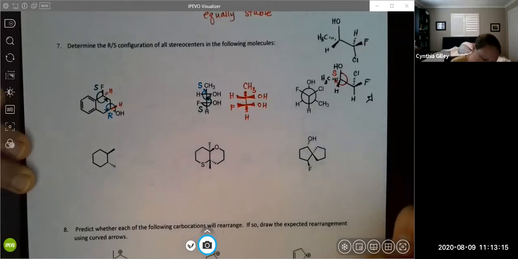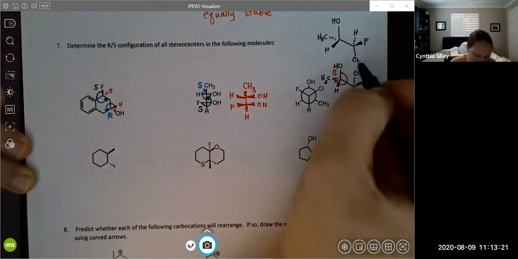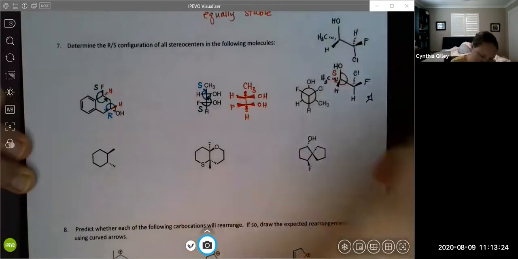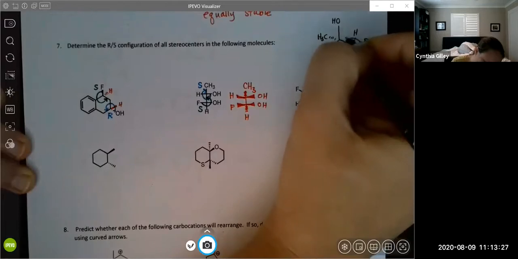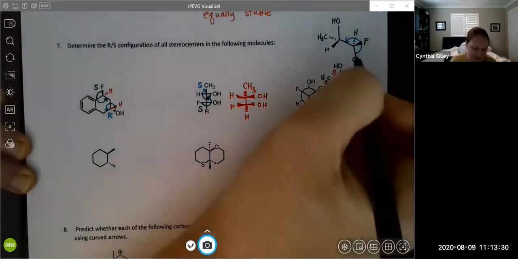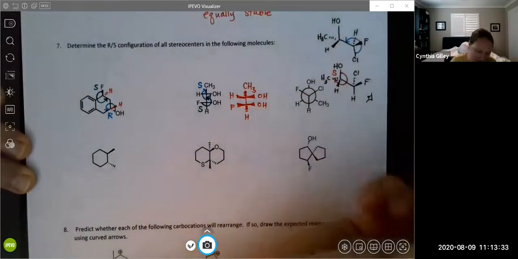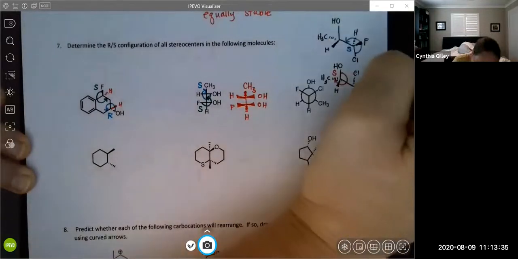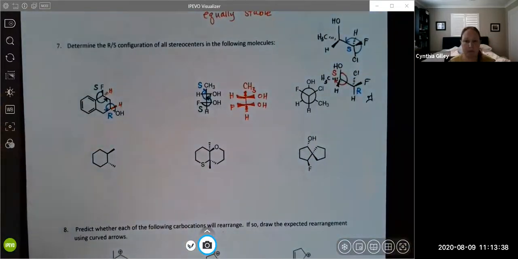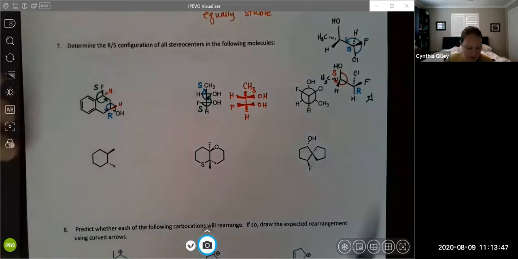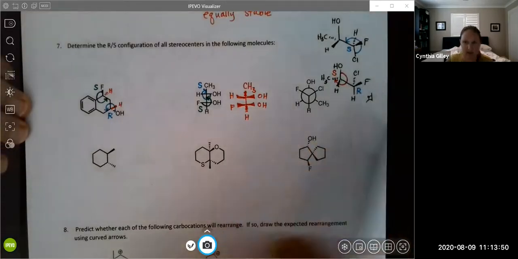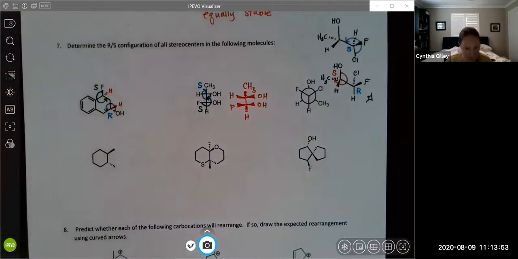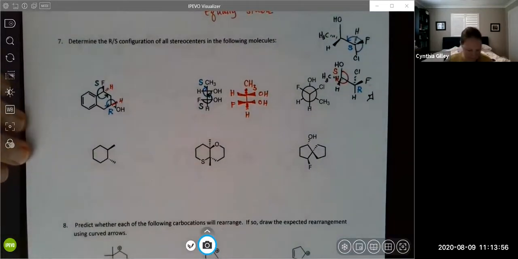So in terms of the priorities, it's based on atomic number. So chlorine is first, fluorine is second, and carbon is third. So 1 to 2 to 3, and this is counterclockwise, and the hydrogen is pointing back. So this one is S, which means this one is R. Okay, so there's a lot of strategies on how to do it. That's just one way. There are other ways, like you could just literally rotate these groups, and that would also work.